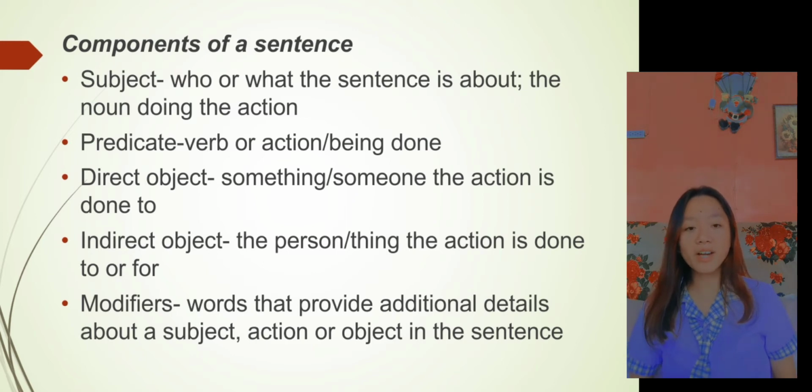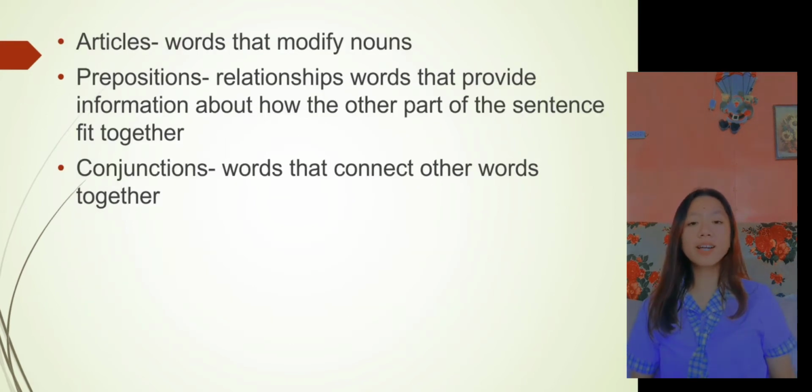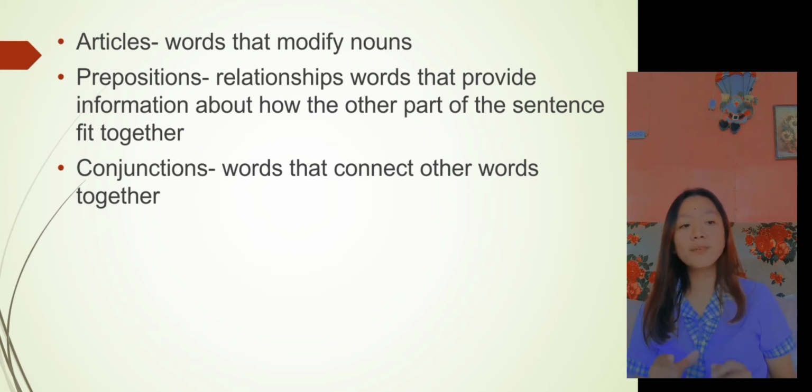Next is modifiers. Words that provide additional details about a subject, action, or object in the sentence. Next is articles. Words that modify nouns. We also have prepositions. Relationship words that provide information about how the other parts of the sentence fit together. Lastly is conjunction. Words that connect other words together.